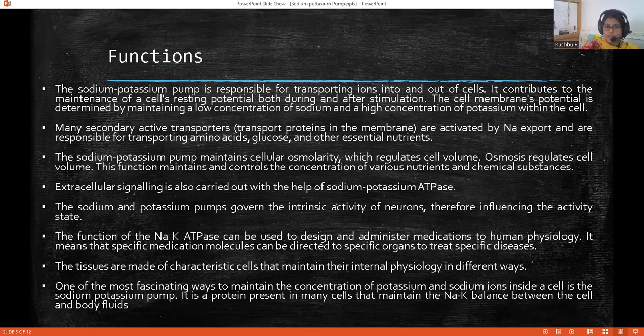Extracellular signaling is carried out by the intervention of your sodium potassium ATPase enzyme. It also controls the cell state and the equilibrium of the charges present, and there are many drugs that are designed around the sodium potassium pump. The drug that is designed will mimic sodium ions, or mimic potassium ions, so that it can enter the cell, and detoxifying metabolites will mimic sodium ions so they can exit the cell.